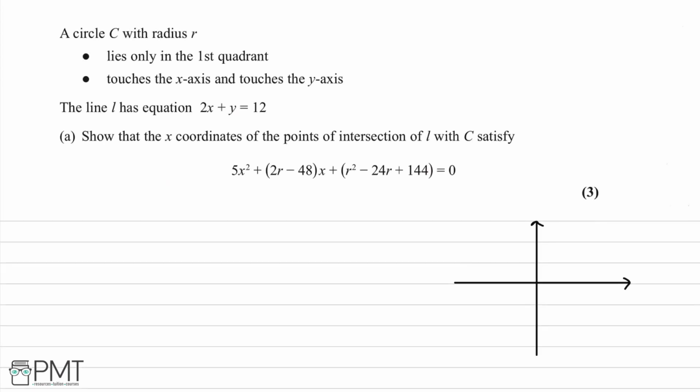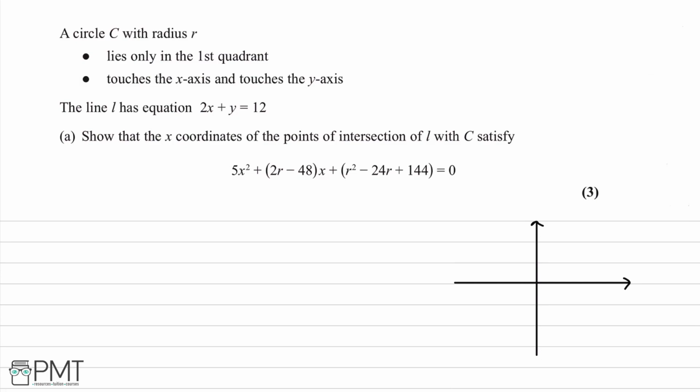So in this question, we're told a circle C has a radius r, and it lies in only the first quadrant, and it touches the x-axis and touches the y-axis. We're told that we also have a line L, and it has the equation 2x + y = 12. And in this question, we're asked to show that the x-coordinates of the points of intersection of our line L with our circle C satisfy the following equation.